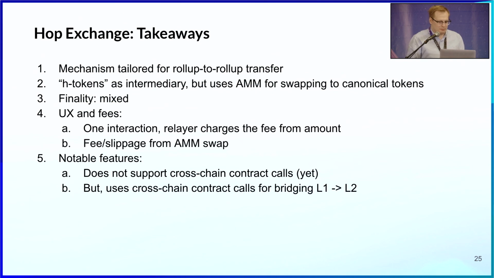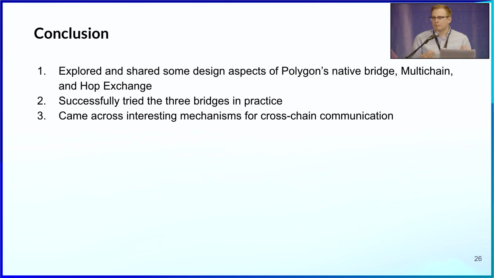So we already talked about this. I'm getting the signal to wrap up. So just note, use H tokens, not any tokens. The finality is mixed depending on the chain that goes on. And we only really have to do one transaction in either direction, but we pay for gas fees in different ways. Okay, so in conclusion, a lot of bridges.